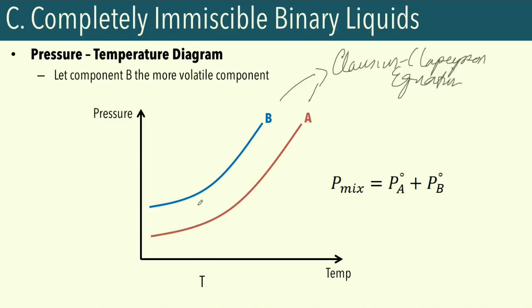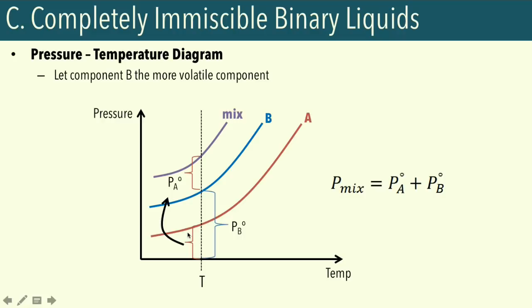At constant temperature, we could figure out the vapor pressure of our mixture just by adding the vapor pressures of our components at the corresponding temperature. This is the vapor pressure of component B, this is the vapor pressure of component A. If we add these two together, we end up with a curve that corresponds to the vapor pressure of the mixture. Keep in mind again that it's just the addition of these two curves over here. Note that the curve is going to be higher.